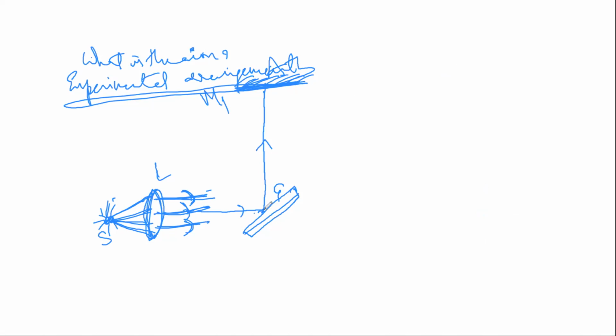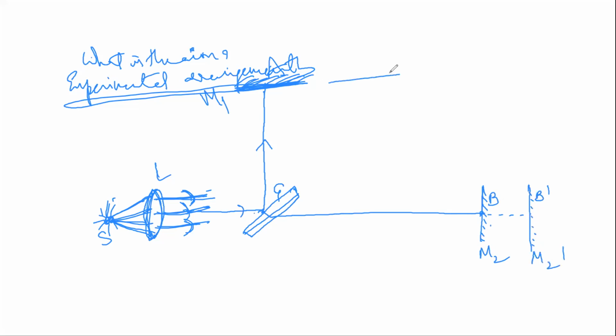Okay, now my mirror is here, M2, where this point is B, if I suppose, right? Now I have B dash, this is M2 dash. I'll tell you what this is. This is M1 dash. Sorry, with this pen I'm unable to draw nicely. M1 dash.